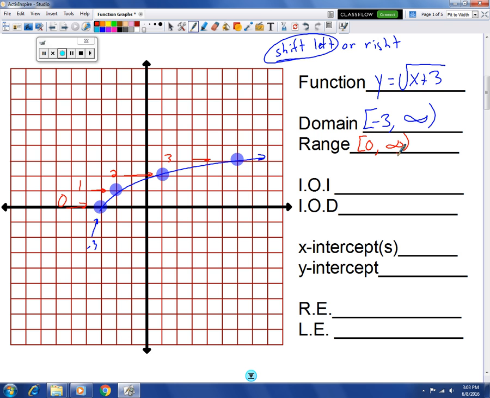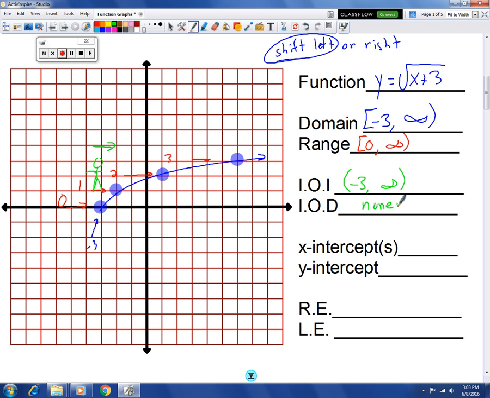Interval of increase. We're starting at -3, so I'm going to write -3 and infinity. But just like on the previous example, I'm going to put a parenthesis here because technically at -3, at that very instant you start, it's going at a vertical slope. So I'm going to put a parenthesis there. Interval of decrease, as you go to the right, it never goes down.